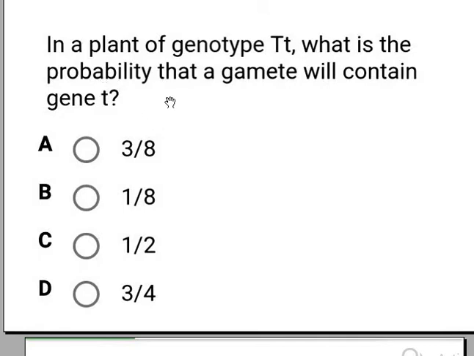The required outcome for T is 1. Therefore, probability is the number of required outcomes over the number in the sample space. The required outcome is 1 and the sample space is 2, so the probability will be 1 over 2, which is option C. So the probability of a gamete containing T is half, that's 1 over 2. So C is the correct option. Moving to the next question.